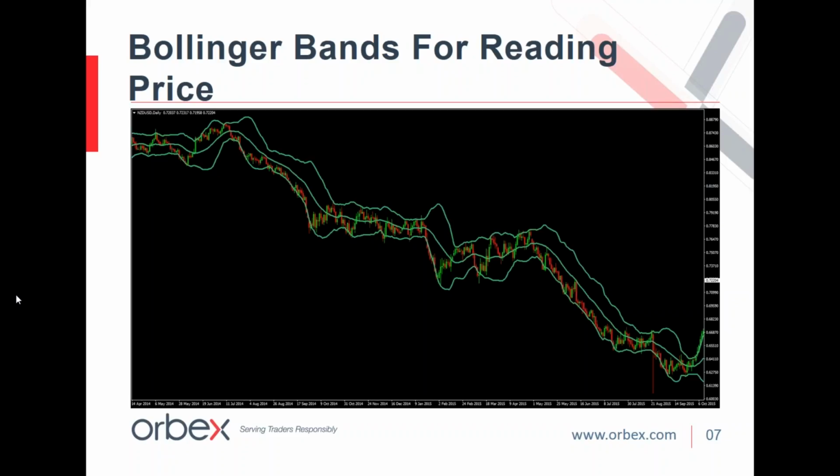Just a quick question there asking what are the period values for the standard deviations. So the standard deviations are set to +2 and -2, so they'll come as a default on your MT4 terminal. The look back period is a default 20 period, and the standard deviations are 2 standard deviations above the average and 2 standard deviations below.